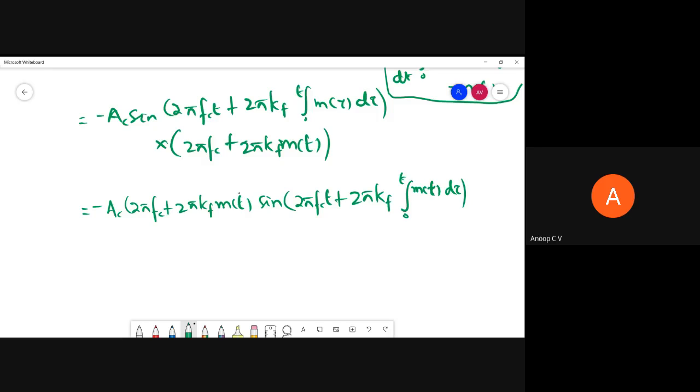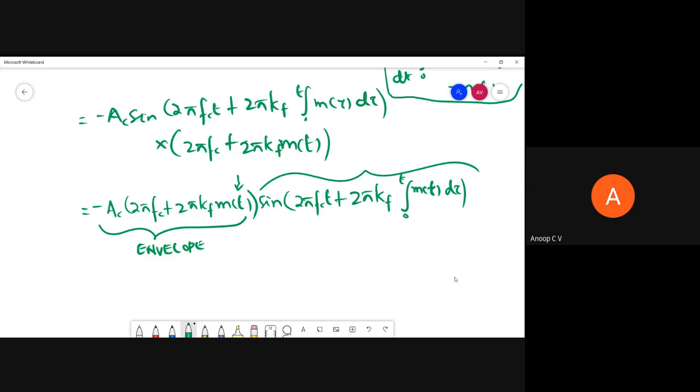So this is a sinusoid, and this is the envelope of the sinusoid. The envelope of a sinusoid is nothing but the amplitude, right? In this case, the amplitude is not a constant. The amplitude in turn is a function of time.